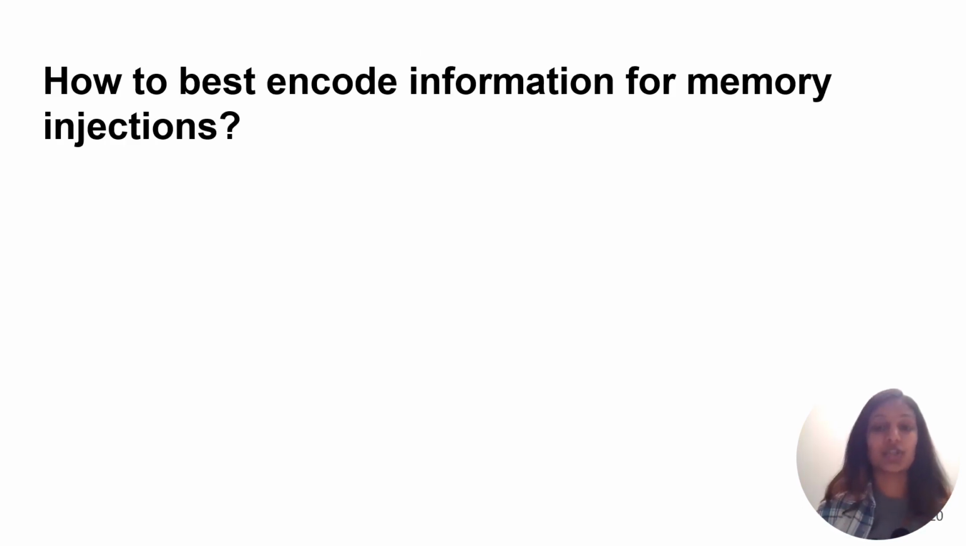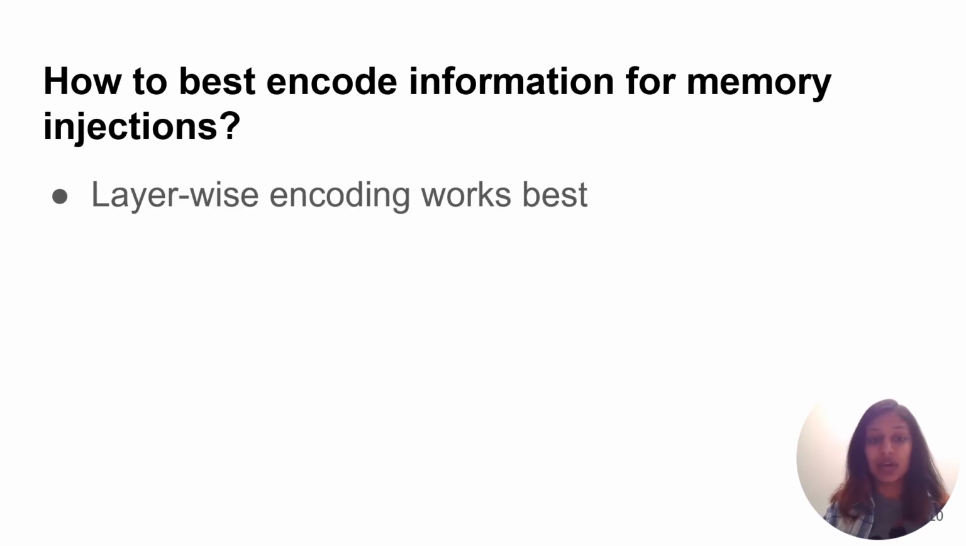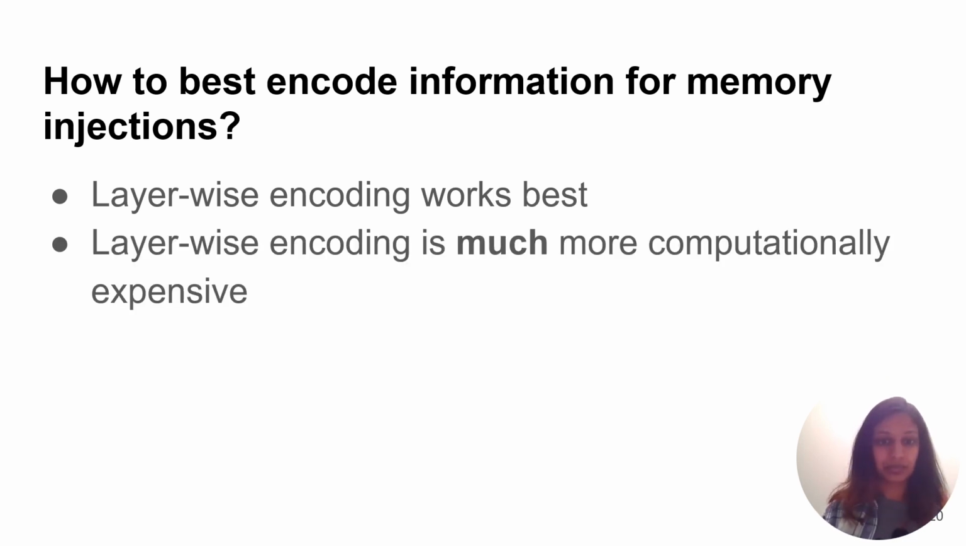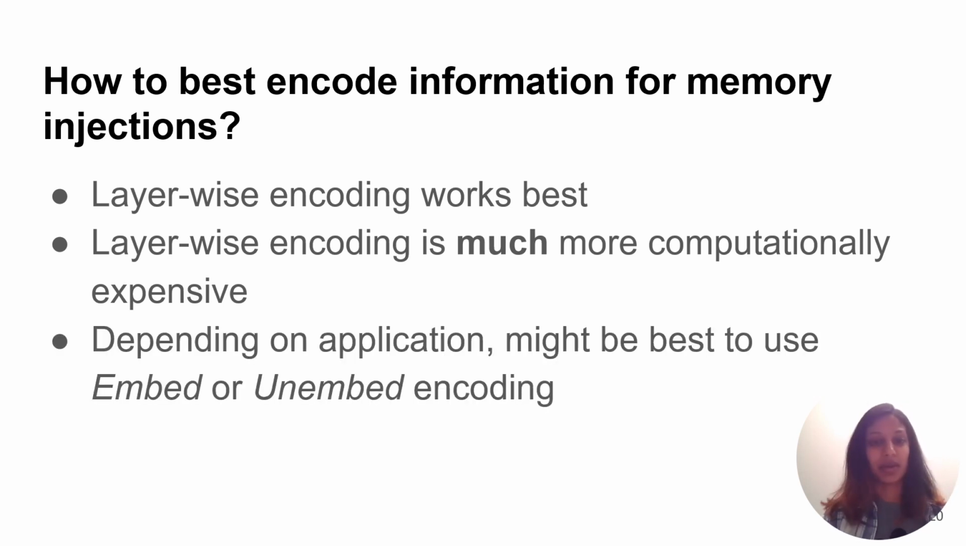We've now reached the 2/3 point of our talk, and we're going to summarize what we've learned so far. The question we've been trying to answer in this section is how to best encode information for memory injections. We've seen empirically that layer-wise encoding works the best. We've also noticed that layer-wise encoding is significantly more computationally expensive than the other 2 methods, unembed and embed. And so I'm going to give an example now that depending on the application, it actually might be better to use embed or unembed rather than layer-wise.